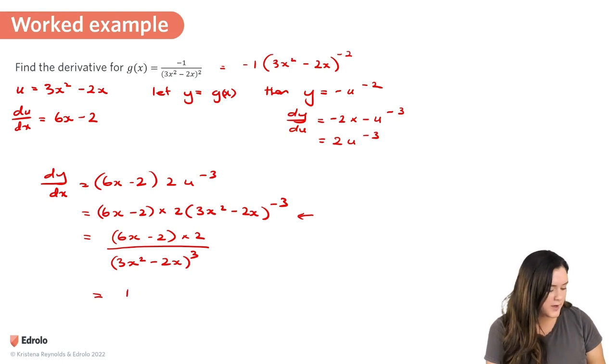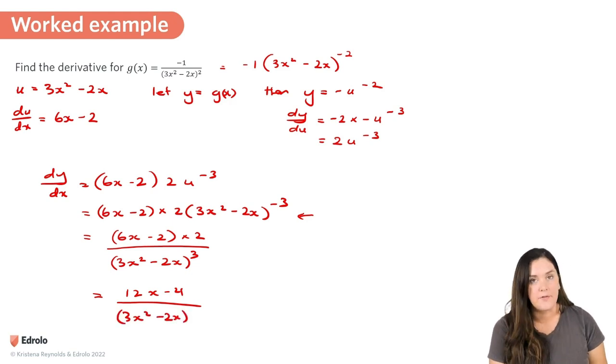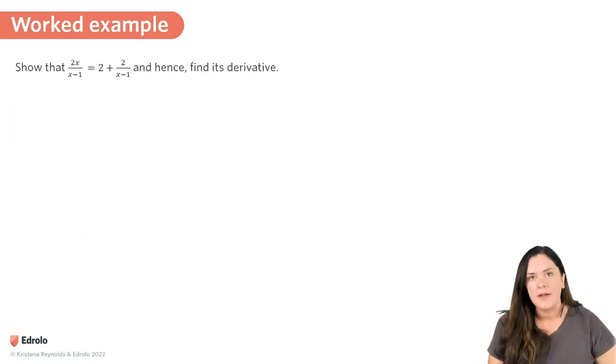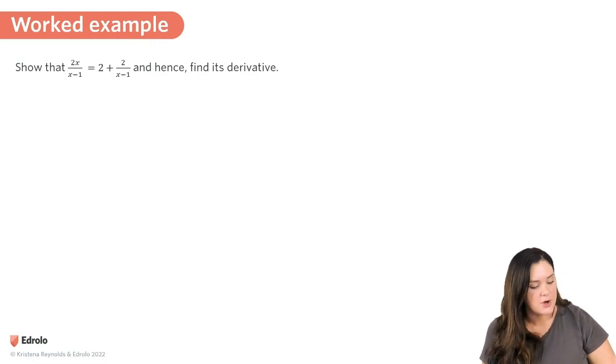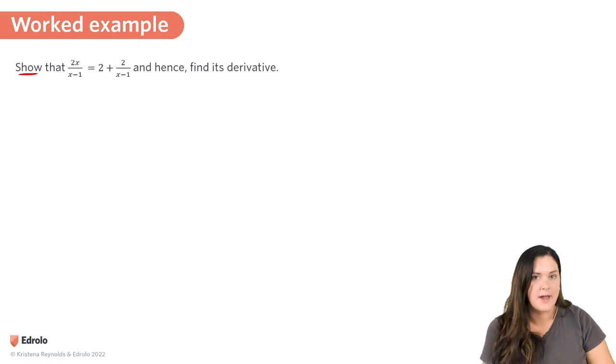So we get 12x, take away 4, and then divided by (3x squared, take 2x), all to the power of 3. And that's our answer. Okay, we have a show that question. So that means that we need to show our working out to prove that 2x divided by x take away 1 equals this here.